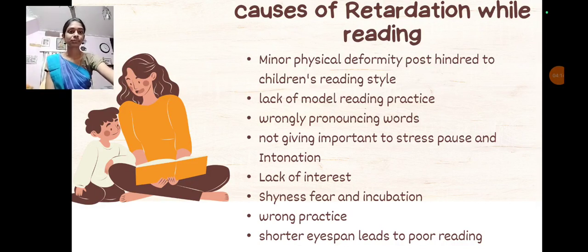There are many causes of retardation while reading. The first major one is minor physical deformity, which hinders children's reading style. It is a physical deformity in the children, so it causes retardation. Another one is lack of model reading practice. Then wrongly pronouncing words and not giving importance to stress, pause and intonation. Lack of interest also leads to retardation. Shyness, fear and inhibition are also reasons. And wrong practice and a shorter eye span lead to poor reading.